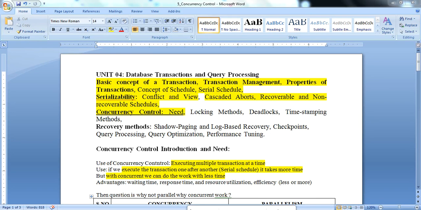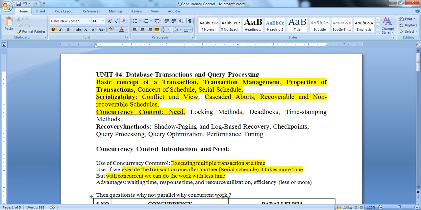Hello everyone. Now in this lecture we will know about the next concept. That one is concurrency control. In this lecture we will know about the introduction to concurrency control and the need for concurrency control.